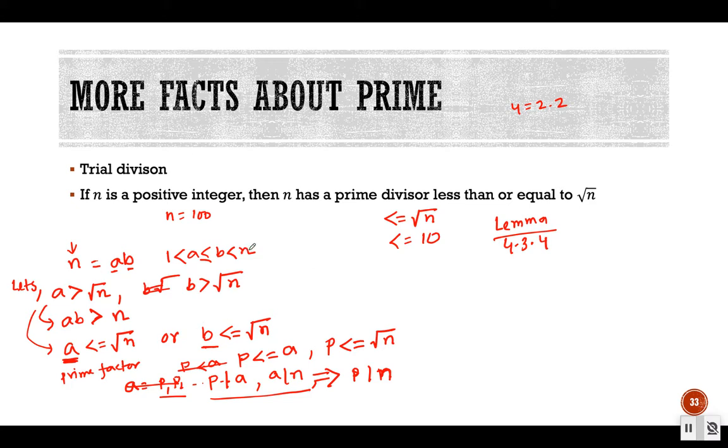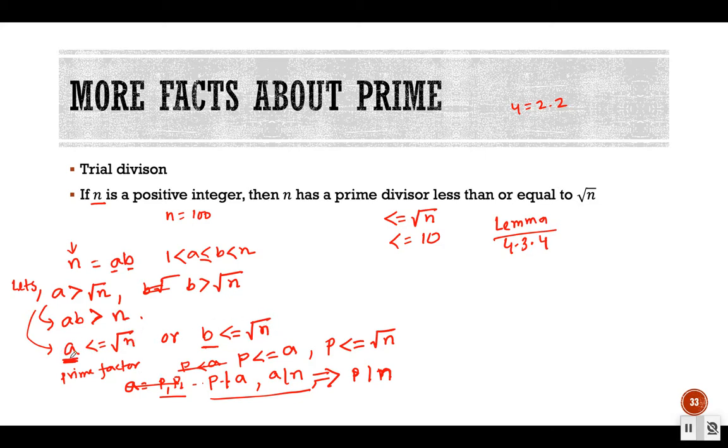So let me just go over it again. Let's assume that n is a composite number, so we can represent n as a multiplication of a and b. If both a and b are greater than the square root of n, that will prove that ab is greater than n, which is a contradiction. So that means one of the numbers has to be less than or equal to the square root of n.